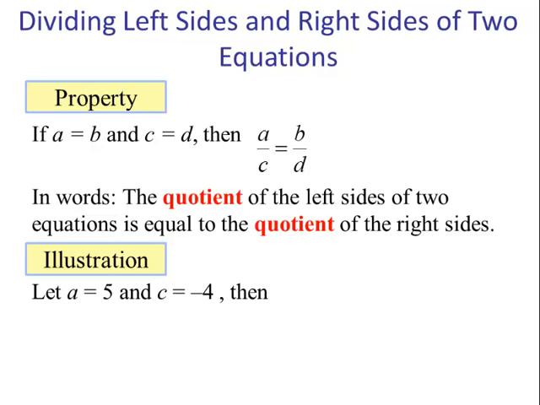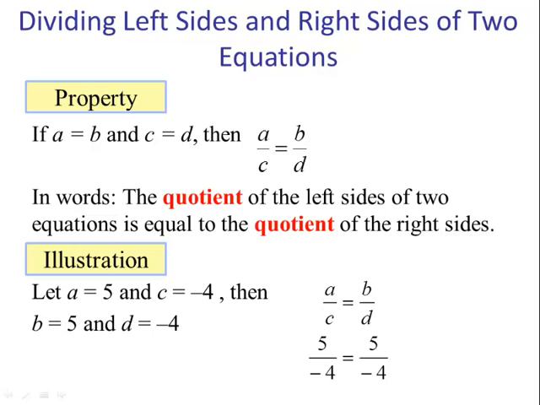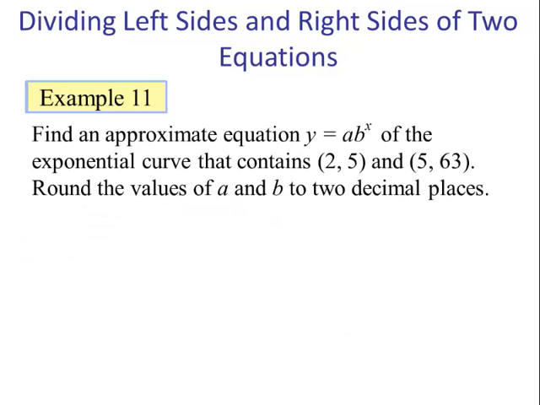Let's let a be equal to 5 and c be equal to negative 4. Then b also equals 5 because a and b are equal, and d equals negative 4 because c and d are equal. So if we plug these values in for this equation, we have 5 divided by negative 4 equals 5 divided by negative 4. So it works. The left-hand side equals the right-hand side. You may ask, why do we need this? Well, let's look at an example and we'll see.